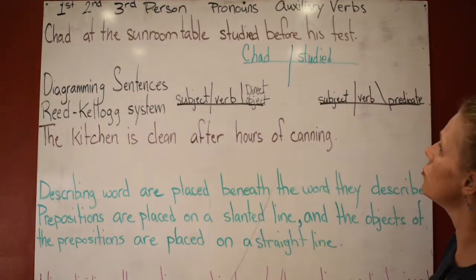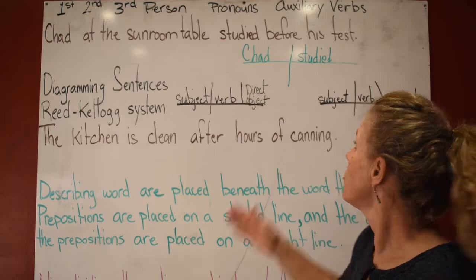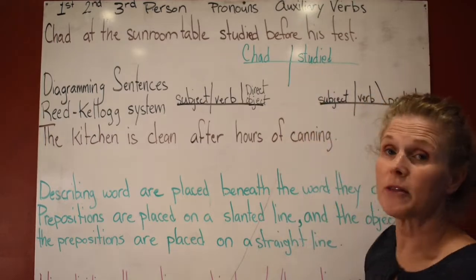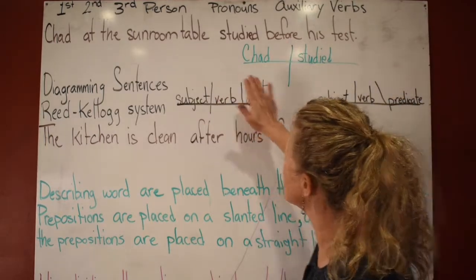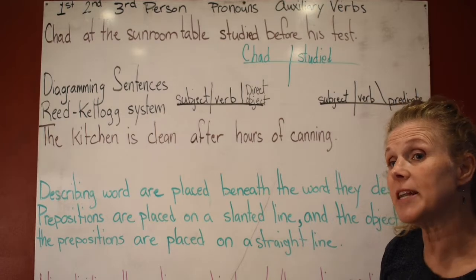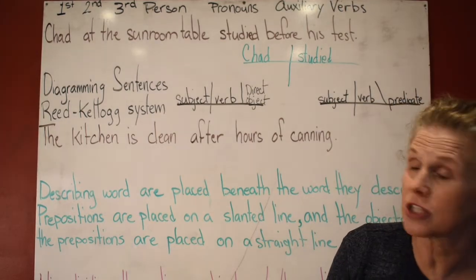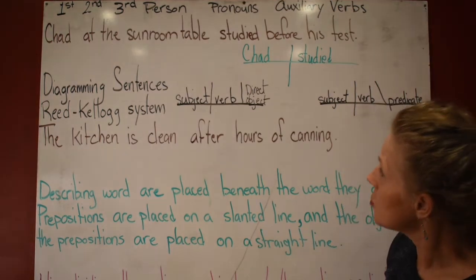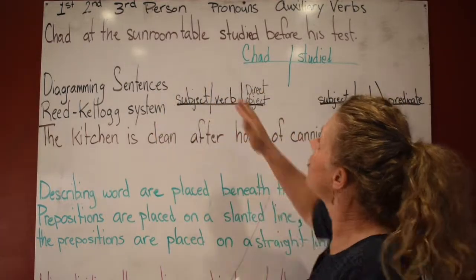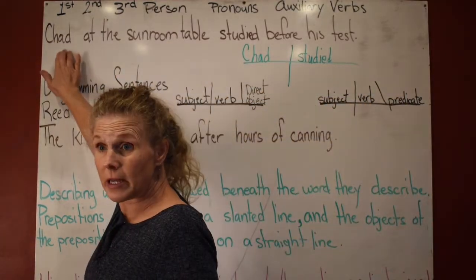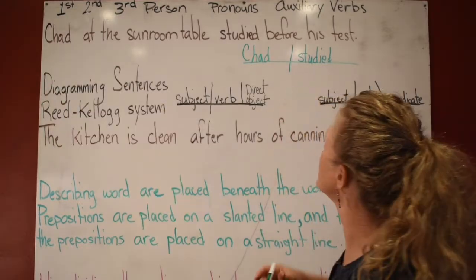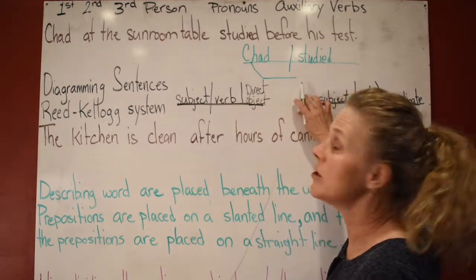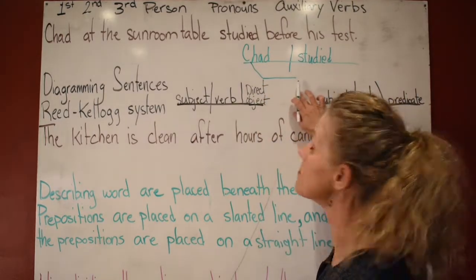Now this is the part that you haven't focused on. We don't have a direct object in this sentence. So we're just going to go Chad studied. That's the main part of this sentence. Now we have an adjective phrase, a prepositional phrase acting as an adjective phrase that is describing Chad. What is it? At the sunroom table. This is an adjective phrase because it's describing a noun. So this is how you would diagram that. You bring down a slanted line, and then you diagram it over into a horizontal line.